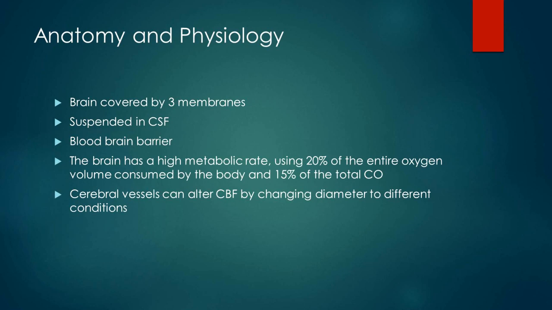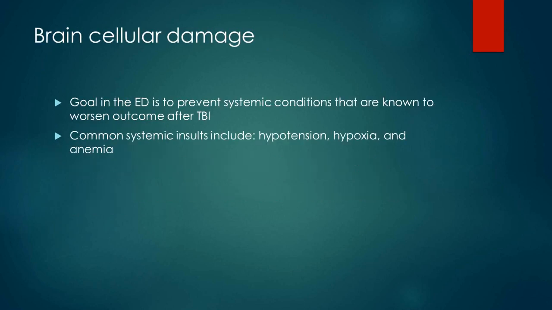Hypertension, alkalosis, and hypocarbia all cause cerebral vasoconstriction. Hypotension, acidosis, and hypercarbia all cause vasodilation. We can use those to our advantage when we're dealing with traumatic brain injuries. So with brain cellular damage, again, the goal in the emergency department is to prevent systemic conditions that are known to worsen outcome after TBI.